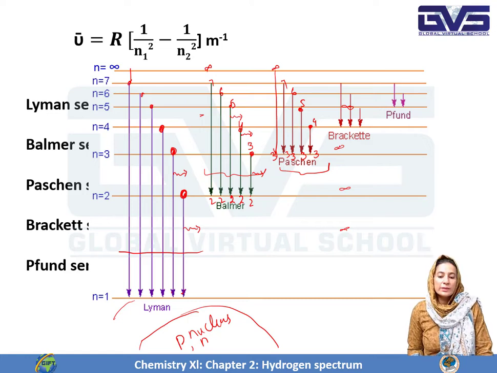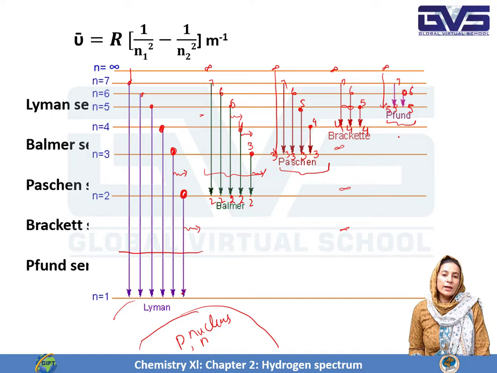Similarly, when an electron jumps from any higher orbit to the fourth one, like from 5th, 6th, 7th, from infinity to the fourth one, then this is called Brackett series. And when it jumps from any higher orbit to the fifth orbit, like from 6, 7, from infinity to the fifth orbit, then this is called Pfund series. So for this series, I will explain how we can calculate the wave number of each line.